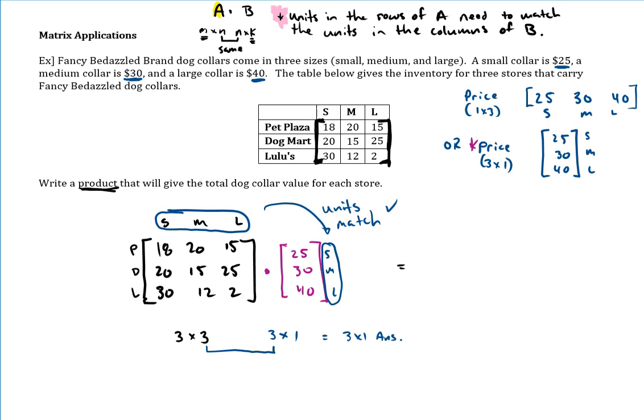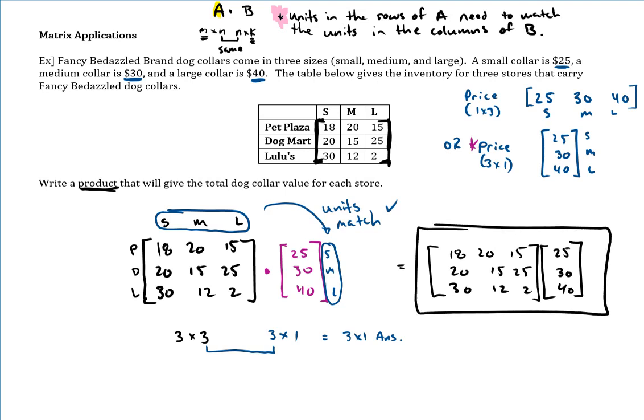So the setup without the letters there, they might say, hey, get rid of those for the actual answer. So I'm just rewriting the numbers without those organization letters, and then times the 25, 30, 40. So this matrix right here would give us a product that gives us the total dog collar value for each store. Okay, and when it does multiply, it gives us a 3 row. So whatever those numbers are, it would match our stores right here.